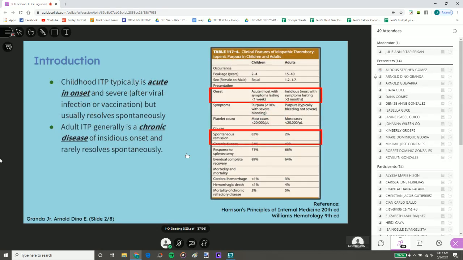Based on onset, we have childhood and adulthood. Just reiterating to you, looking at this table, that childhood ITP is usually acute in onset with symptoms lasting 1 week, and they usually resolve spontaneously in 83% of the cases. And adulthood ITP is usually insidious in onset with symptoms lasting more than 2 months, and they rarely resolve.